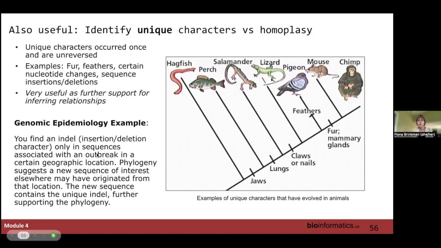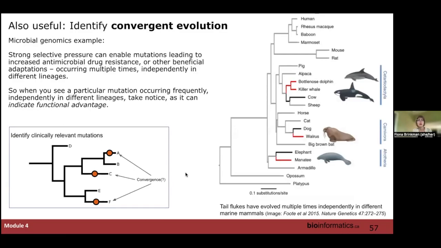As a genomic epidemiology example, you can also use it to provide further support for inferring relationships. For example, you find an indel, the short version of what we call an insertion and deletion of a character. You find it only in sequences associated with an outbreak in a certain geographic region. Phylogeny suggests that a new sequence of interest elsewhere is closely related, and may have originated from that location. The new sequence is from elsewhere, but it's sort of branching with the others. If that new sequence also contains that unique indel found in that outbreak group, it further supports the phylogeny and gives you a bit of robust support.